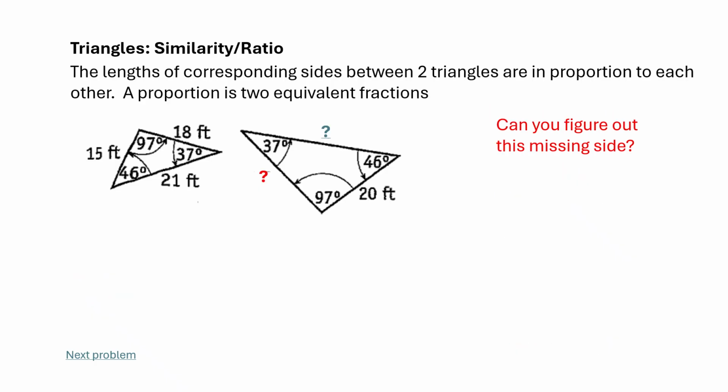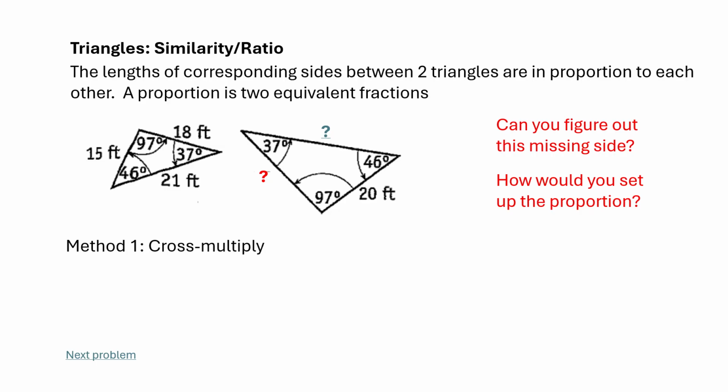Let's try to find the other missing side. How would you set up the proportion? Pause the video to try to figure it out. Resume when you're ready. Cross multiply method. Did you get the setup right?